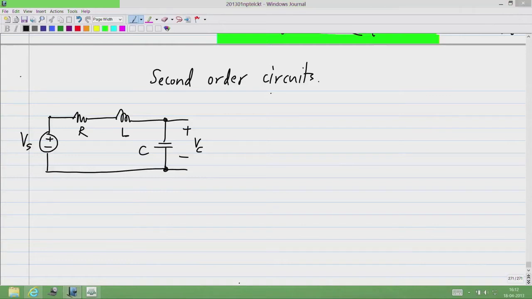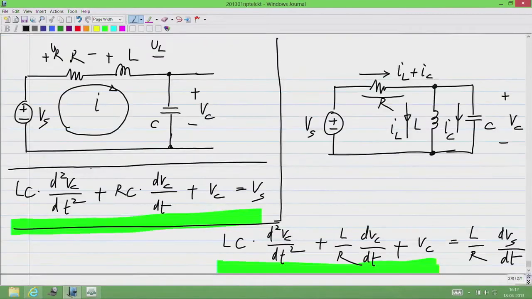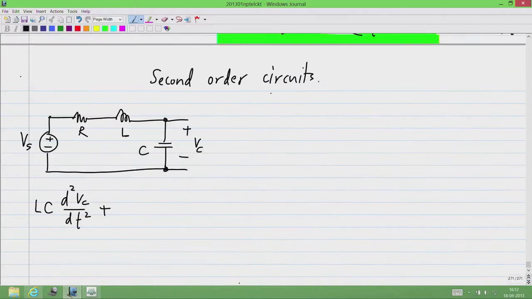Now, if I write it in terms of Vc, I will get LC times second derivative of Vc plus RC first derivative of Vc plus Vc equals Vs.